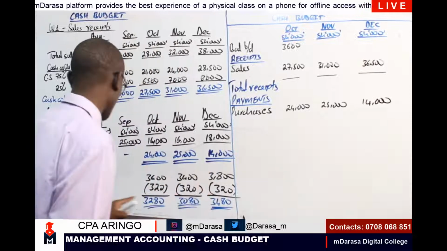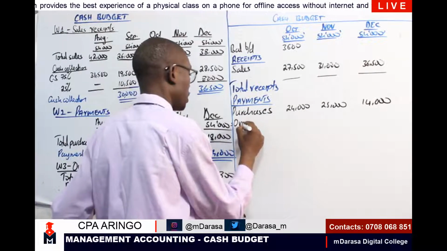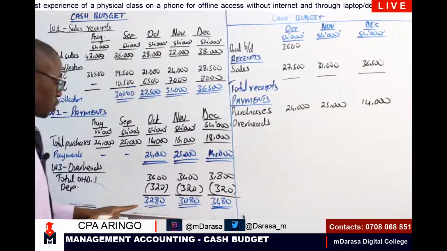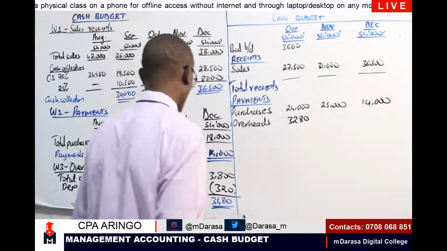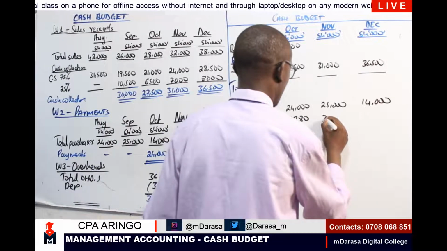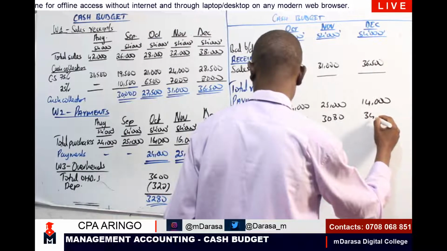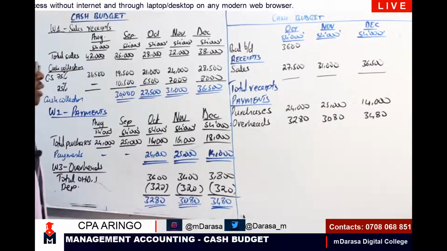Then we also had our overheads, which we've worked out here. So my overheads here, in the month of October, we have 3,280. In the month of November, we have 3,080. In the month of December, we have 3,480. So those are our overheads.